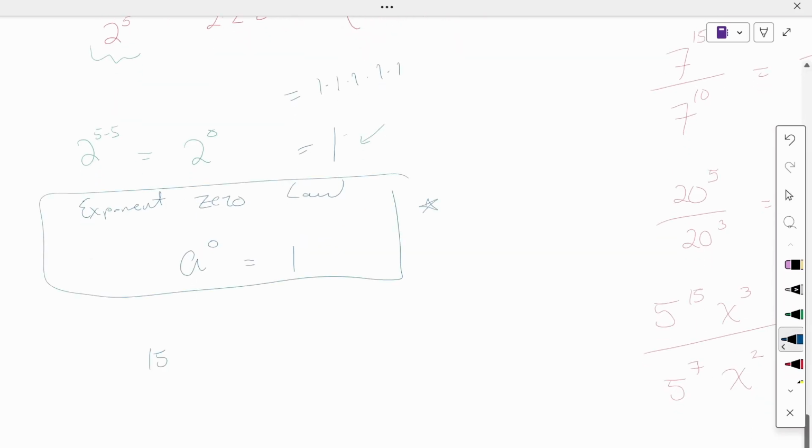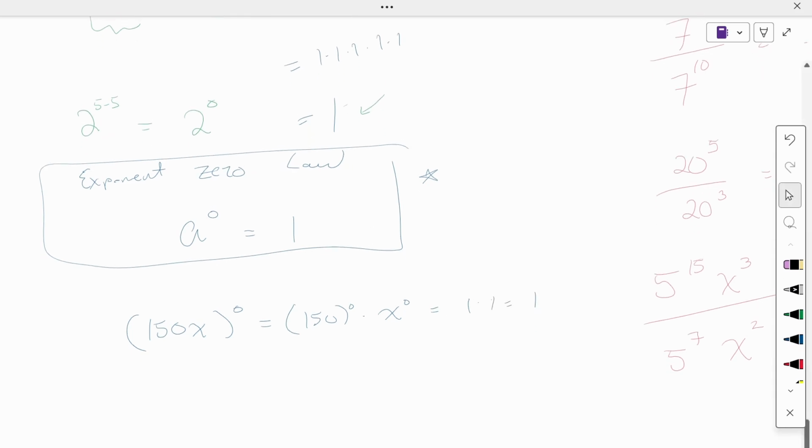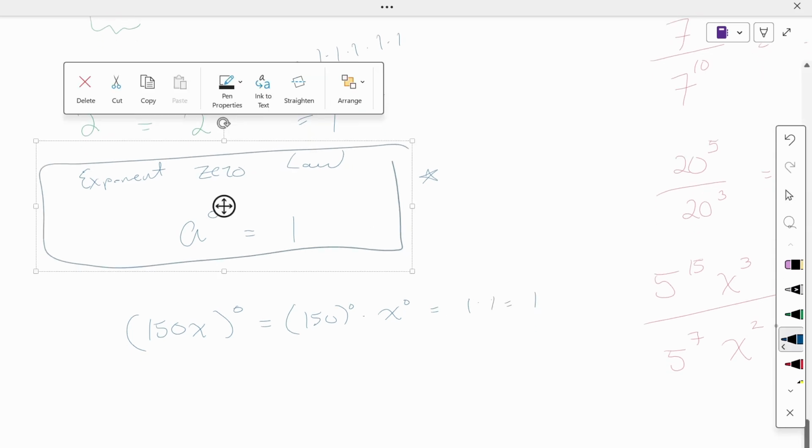If you have 150x raised to the 0, that would be 150 to the 0 times x to the 0 due to the distribution law. And of course, 150 to the 0 power would be 1, and x to the 0 power would be 1. So you get 1 times 1, and that just gives you 1. This is just an example of how to use the exponent 0 law.